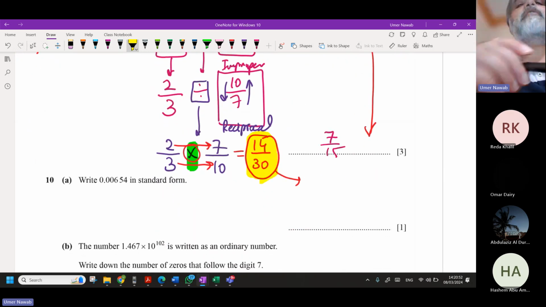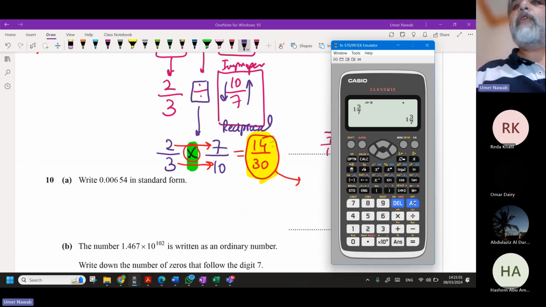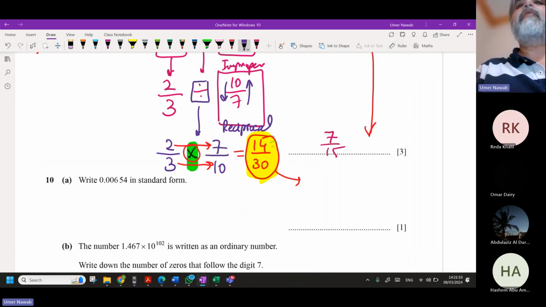So how can I convert my answer into the simplest form? I can use my calculator. What is 14 over 30 equal to? So 14 over 30, the calculator automatically simplifies it for me. It will give me the answer 7 over 15. Now the examiner will not cut your marks.